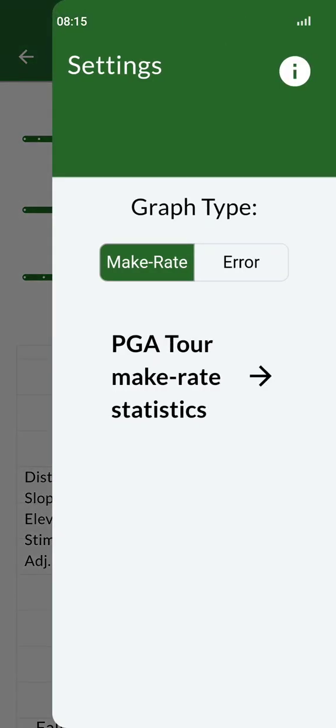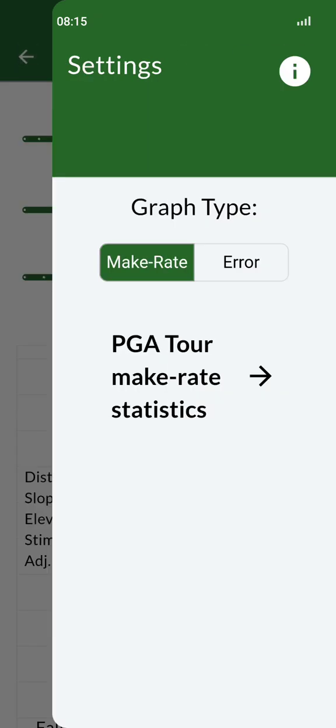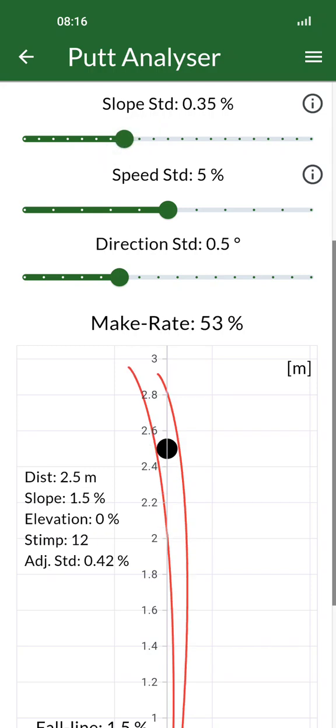Then we can see PGA Tour statistics here. So for 2.5 meters, the average make rate is about 48%, and the best are looking at 53%. So to get to those statistics, we can see how much I need to improve at these specific categories. So for slope, if I improve it to 0.4, I'm right at the average make rate. If I improve it to 0.35, I'm at the same numbers as the best putters on tour.